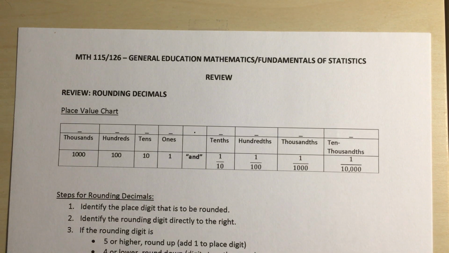So as we're going through and thinking about these, just remember that there is no ones place on the right side of our decimal. Our first decimal value is always our tenths, our second is our hundredths, third is our thousandths, and so on and so forth.